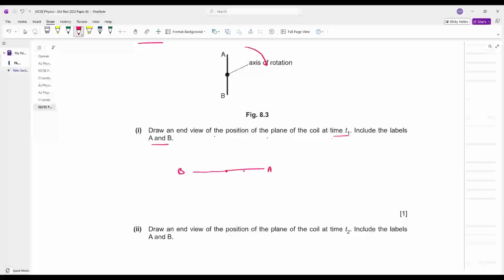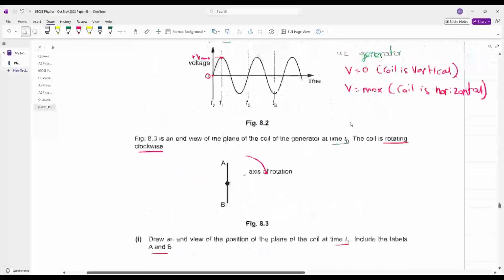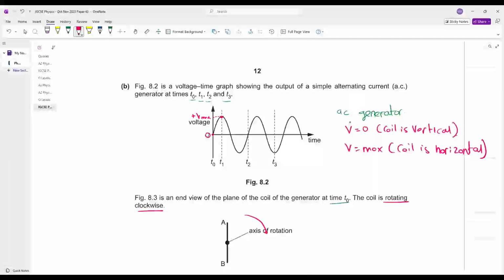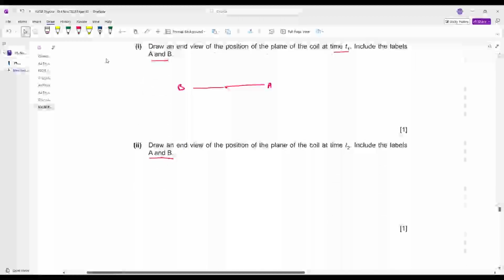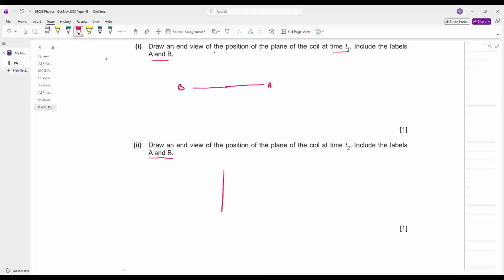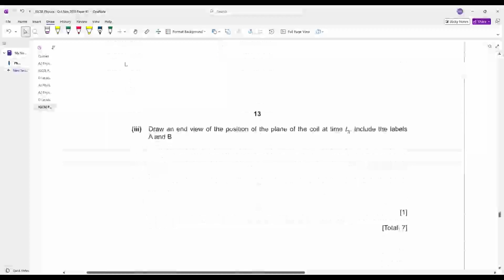Draw an end view of the position of the plane at time t2. Include the labels A and B. Let's see what is happening at time t2. At time t2 you are completing one oscillation and your voltage again becomes zero. That means your coil will again become vertical, like this. This is A, this is B, and your center point like this. Perfect. Let's move on to part 3.